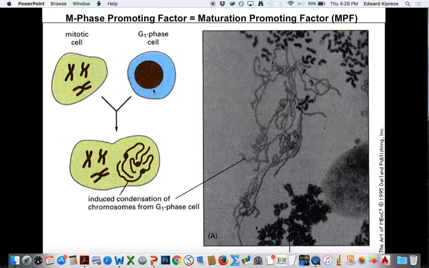And then when they fuse, suddenly you have a nucleus from the G1 cell with a mitotic cell. And what will happen is immediately that G1 phase nucleus is going to go into mitosis. And when it goes into mitosis, it's going to get nuclear envelope breakdown, and the DNA is going to condense. But you can see that, like, these are these small mitotic chromosomes, but you can see that these chromosomes are long. So if you force a G1 nucleus to condense its DNA, it's not that condensed.